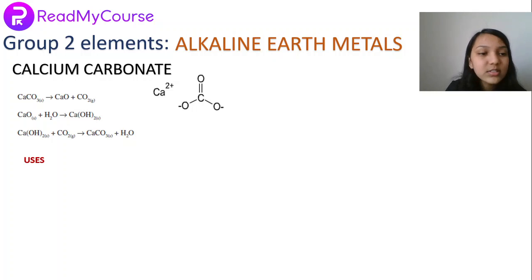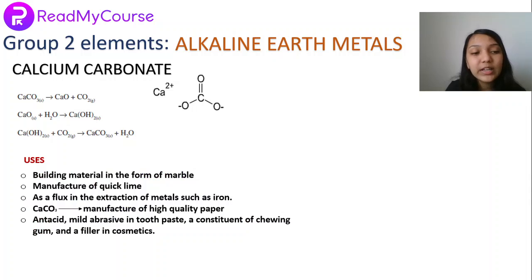The uses of calcium carbonate: it's used as a building material in the form of marble. So we discussed how all these calcium compounds are used as building materials, right? Cement, mortar, and marble as well. And it is used for the manufacture of quicklime, as we saw: calcium carbonate, that is limestone, decomposes to form calcium oxide, that is quicklime, right?